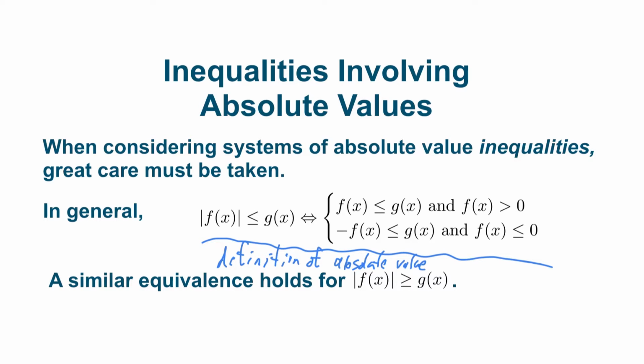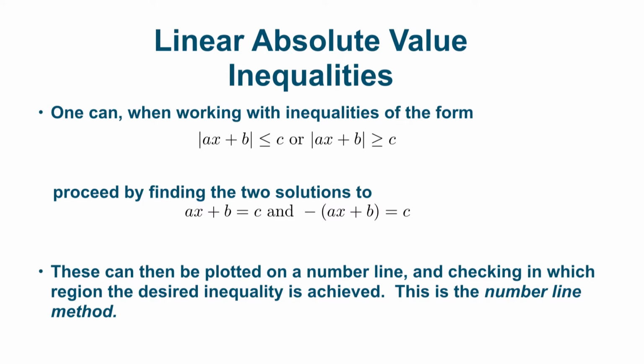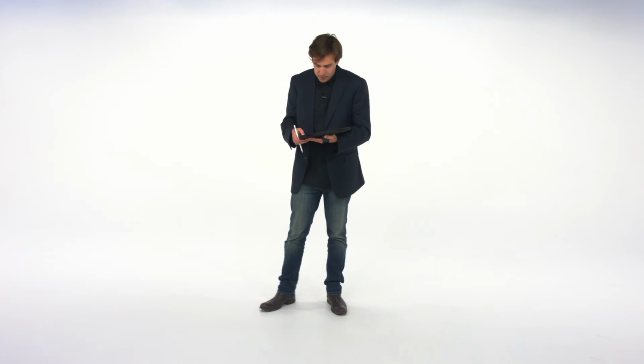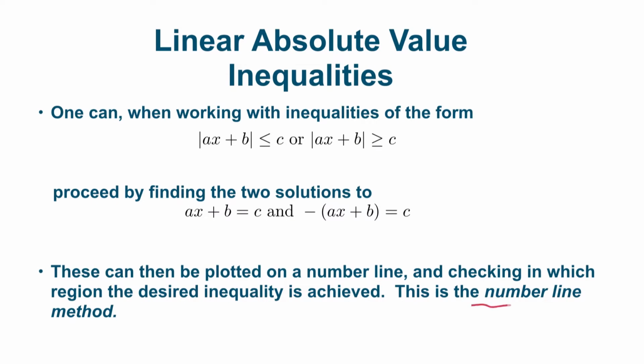Now, this definition is all well and good, but it looks a little bit complicated to work with. What you're most likely to see on the CLEP exam can be handled in a more efficient manner through what's called the number line method. For this, instead of solving the inequality directly, we first solve the corresponding equation. And then we look for regions on a number line that correspond to solutions to the inequality. So again, this is called the number line method.